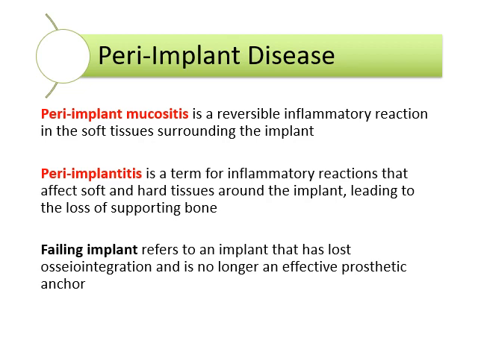Peri-implantitis is like periodontitis. You need to know the similarities between the 4 different terms there. And of course, a failing implant refers to an implant that has lost osseointegration and is no longer an effective prosthetic anchor. Well, how do we know if it's failing? If it's mobile.